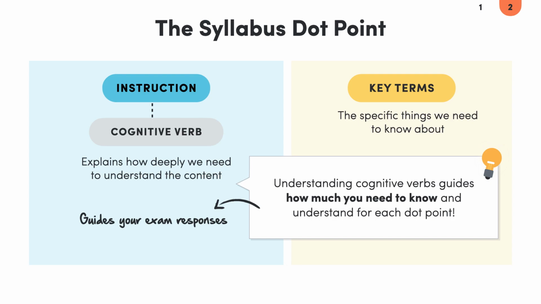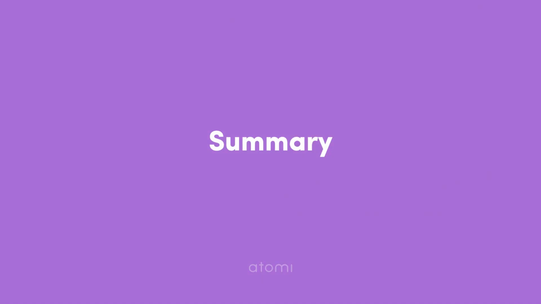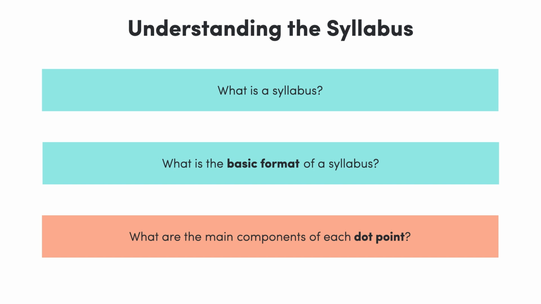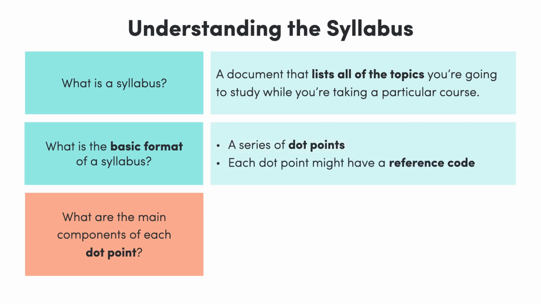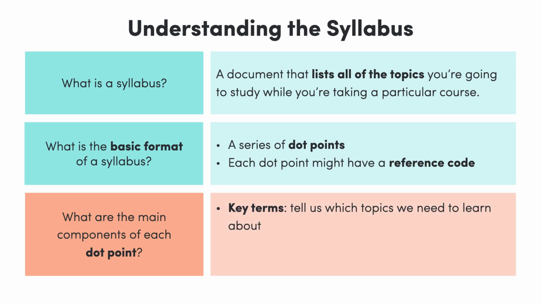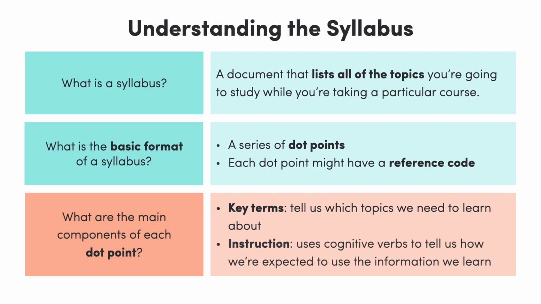But for now, let's look at the main summary points of this video. A syllabus is a plan that lists all of the topics you're going to study while you're taking a course. They're usually formatted as a series of dot points, and these dot points might be given a code. In each dot point, we'll find some key terms. These key terms tell us which topics to learn information about. The dot point will also contain some instructions. They often use cognitive verbs and tell us how we're expected to use the information that we learn and the depth that we're expected to learn it in.